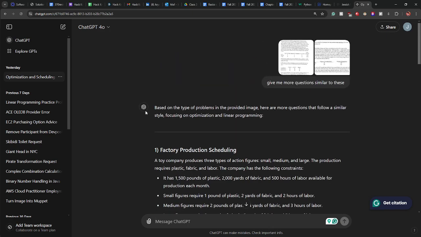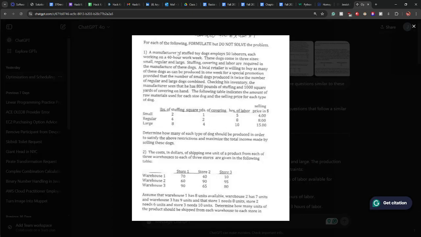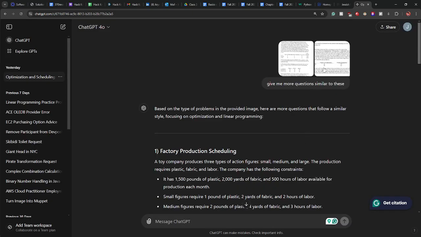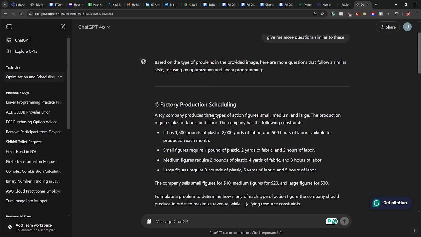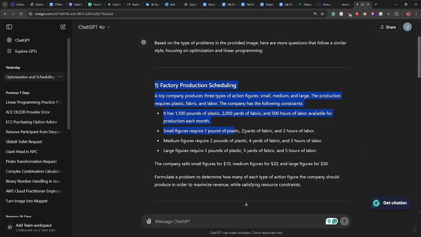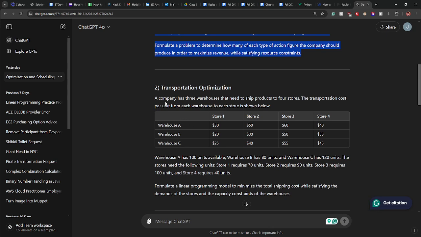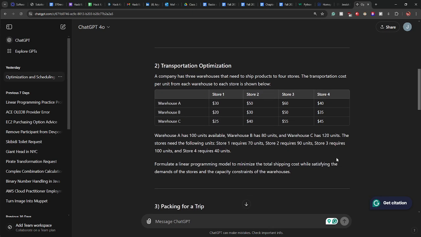Yeah, for example, over here, I put the ones that she gave, 1, 2, and 3, right? And I said, give me more questions similar to these. The first one was pretty much the same situation as the first one. This was the distribution or transportation problem, right? Where you need to make the diagram, where all the warehouses are on the left side of the diagram and all the stores on the top. So pretty much similar to this.